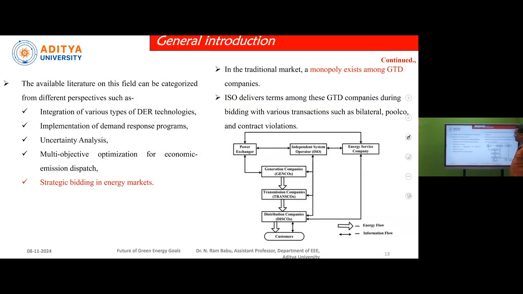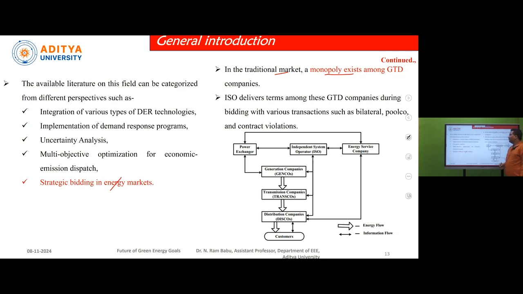So the next one is strategic bidding in energy markets. How does the bidding take place? In order to understand this, we are supposed to go through the conventional market. In the centralized market, there is only one way of exchange of information. That means one way of transfer of energy. That means a monopoly exists among the generation, transmission and distribution markets.